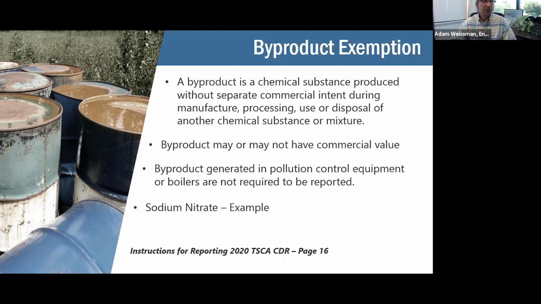It is not being produced for commercial intent, not being separated, isolated. I'll say that if your facility was actually manufacturing sodium nitrate, meaning isolating it, turning it possibly into a powder, selling it as a product, there's an example where the same sodium nitrate would be reportable. So it's worth thinking about some of these things. And this shows you some differences between CDR and TRI reporting and the instructions for the 2020 cycle. The EPA instructions talk about this on page 16.